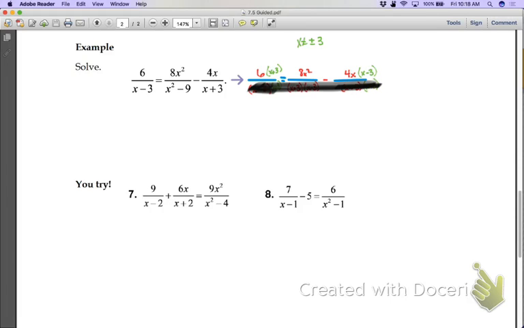And then just rewrite 6x plus 18 equals 8x squared minus 4x squared plus 12x.